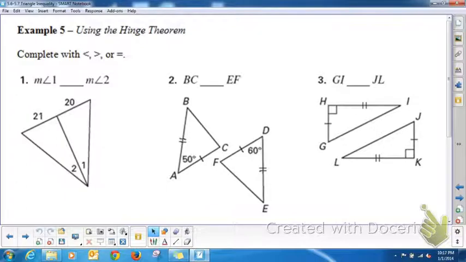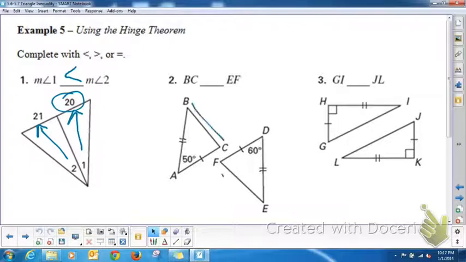Let's use the hinge theorem. It's easier than it sounds when you're writing down the theorems. Complete with greater than, less than, or equal to. The measure of angle 1 to the measure of angle 2. Well, if angle 1 is across from a side that's 20 and angle 2 is across from the side that's 21, then which angle would be the larger angle? Angle 2 would be larger than angle 1. So angle 1 is less than angle 2 because it's across from the smaller side.